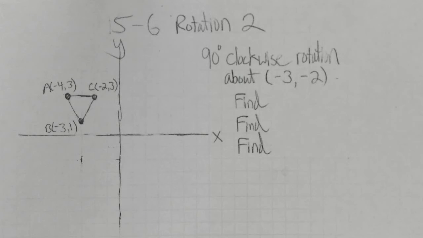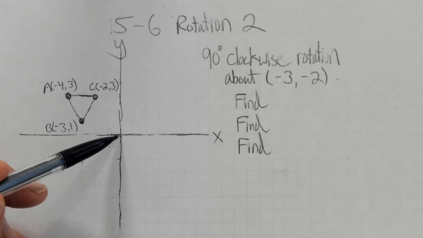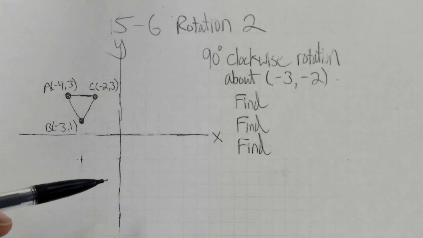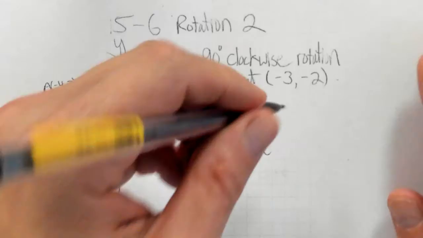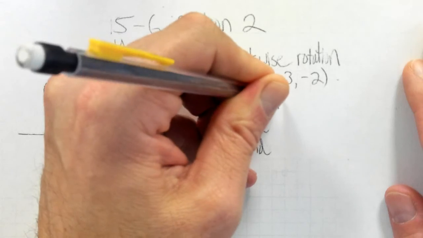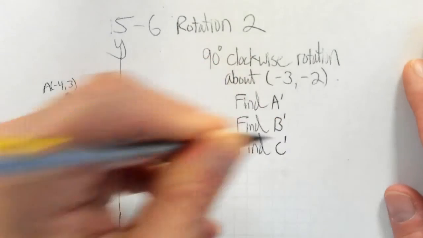All right, in this section 5-6, we're looking at rotation part 2. Now, the difference between this lesson and the last one is that last time all the rotations we did were about the origin, 0, 0. This time we're going to have a different center of rotation. It's not going to be at the origin every time this year. And, of course, we're going to be asked to find A prime, B prime, and C prime.